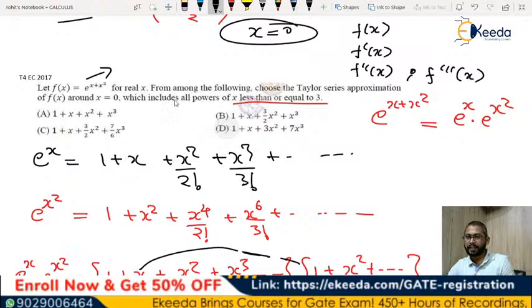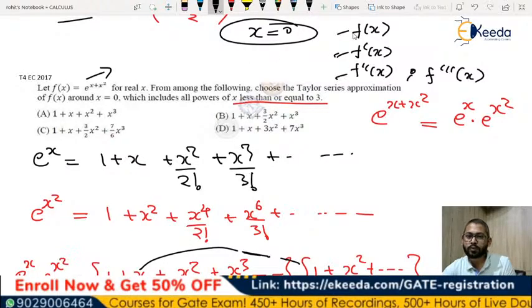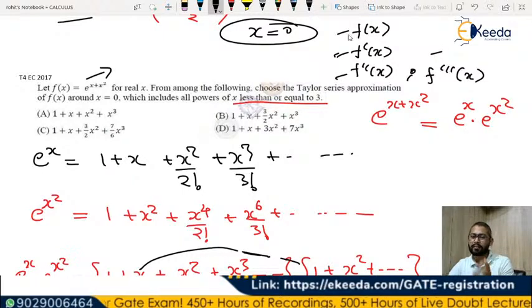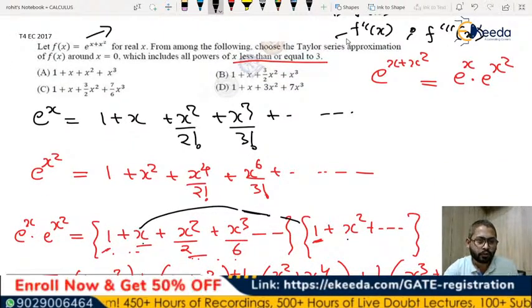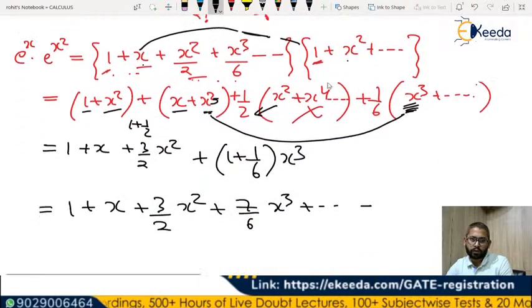So up to order 3 means you will have to find all these terms, this one, and this one, and then you'll have to put it. So then also you'll get the same answer. The answer is going to be option C, right? This is what we are getting.